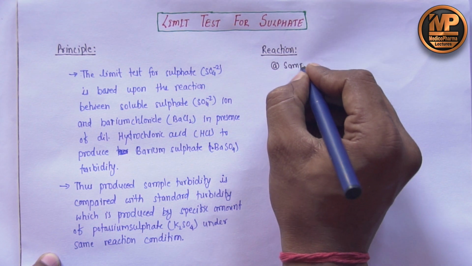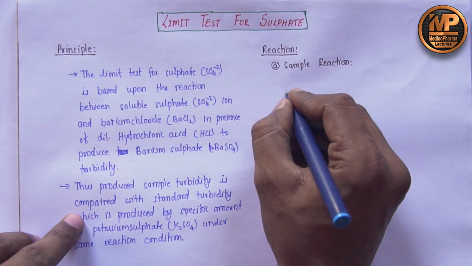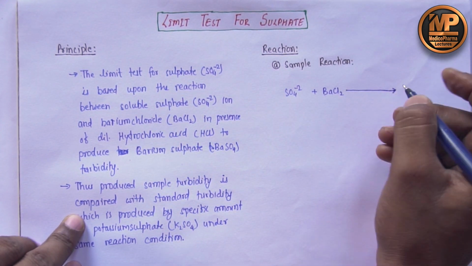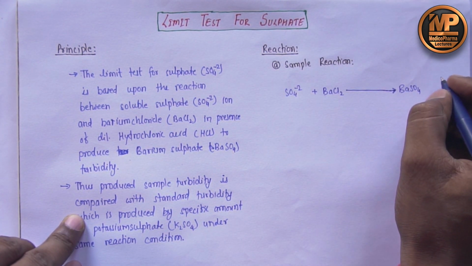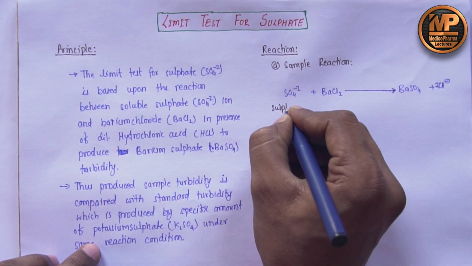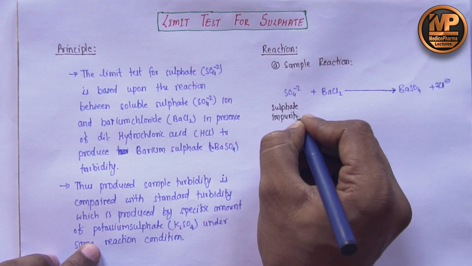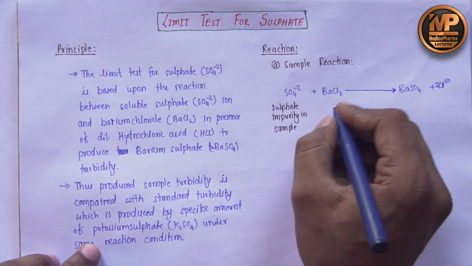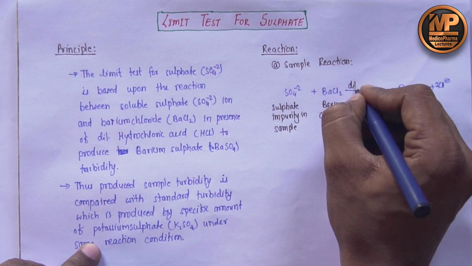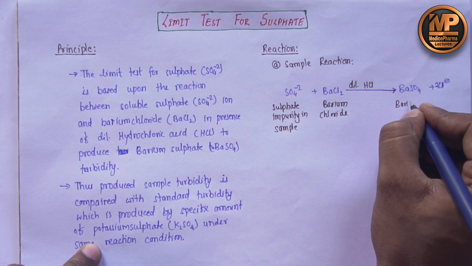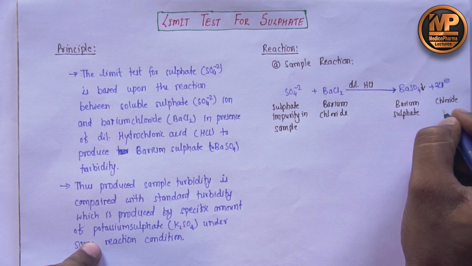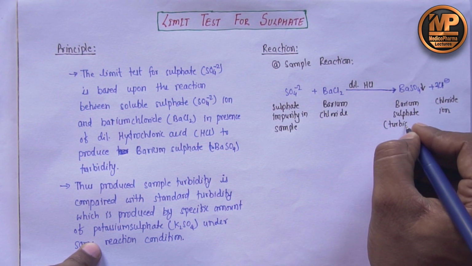So first of all we will write sample reaction. Okay, so here is SO4-2 plus barium chloride, it will give barium sulfate BaSO4 plus 2Cl minus. Here we will write sulfate impurity in sample. Okay, this is barium chloride, here there will be dilute hydrochloric acid, this is barium sulfate, and this is chloride ion. This barium sulfate will produce sample turbidity.